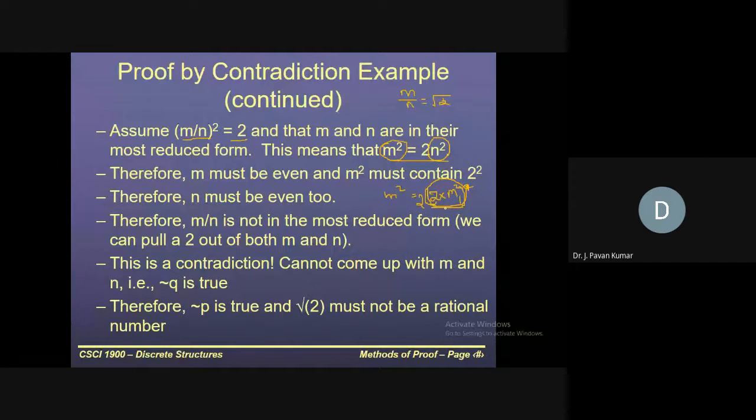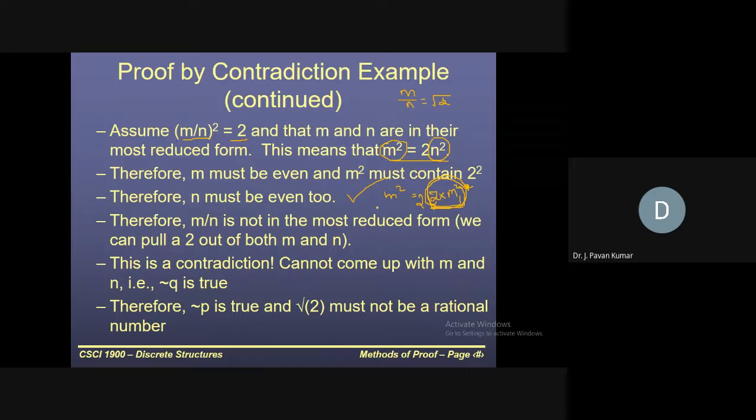This component is nothing but n square. Yes or no? m square is equal to 2 into n square, that is nothing but 2 into m1 square. Is it clear? Yes, sir. Now n square is even or odd? Even. So if n square is even, what about n? Even. Yeah, n is also even. So this is the thing.